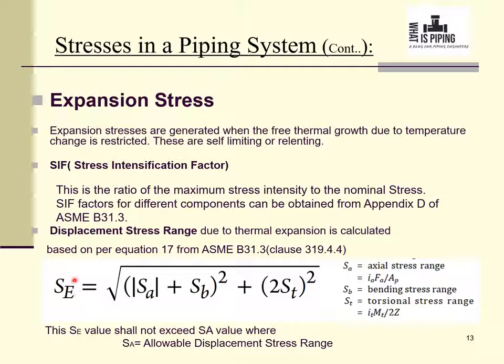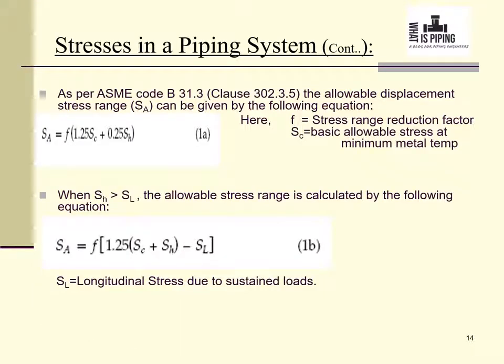Now this calculated expansion stress SE has to be within SA, that is allowable displacement stress range. Code also defines this SA as F into 1.25 SC plus 0.25 SH, or F into 1.25 SC plus SH minus SL. Here also code provides two equations, equation 1A and equation 1B. In the second equation, the allowable stress is more. That is valid only when SH is greater than SL. That is, in second case, the stress calculation is becoming somewhat liberal due to higher allowable values. That's why the second equation is called liberal stress allowable equation. Here F is stress range reduction factor due to cycles or cyclical operation, that is fatigue consideration.